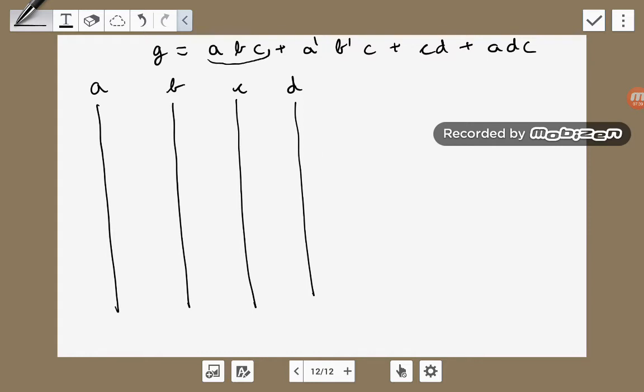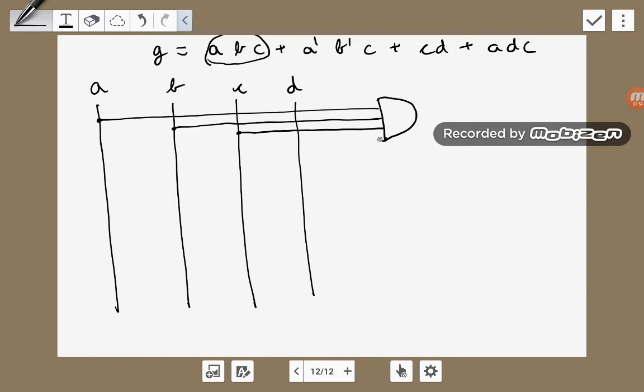The first element of this equation is ABC. These are all in multiplication, which means they are all going into an AND gate. So ABC is ready. I'm sorry, I forgot one thing, preparing the NOT gates. So we need NOT gates in this one. Remember that this is not connected, it's just overlapping. You can think of the wire as going like this.